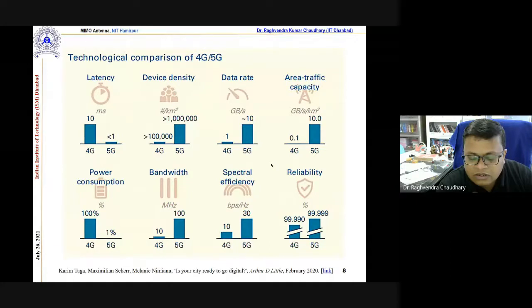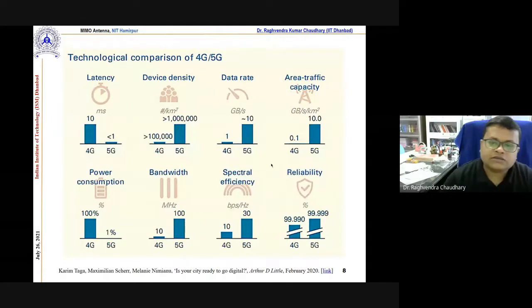This article is very interesting, and I have taken a picture from there. Here they define eight parameters in which 5G technology is better than the present technology. One is the latency, which is very important. Latency is less than 1 millisecond, which is very fast. Then we have device density of more than 10 lakh per kilometer squared.